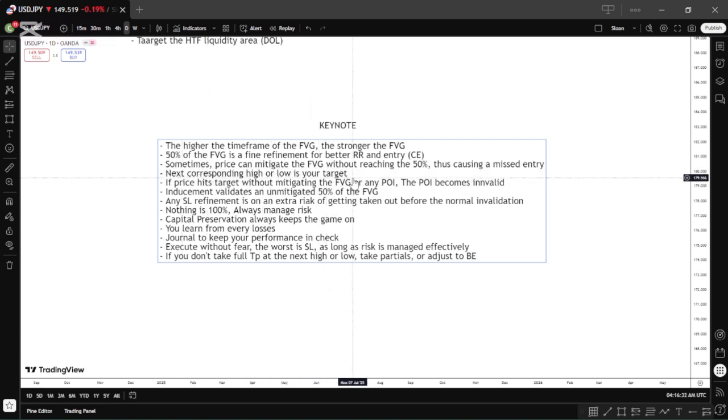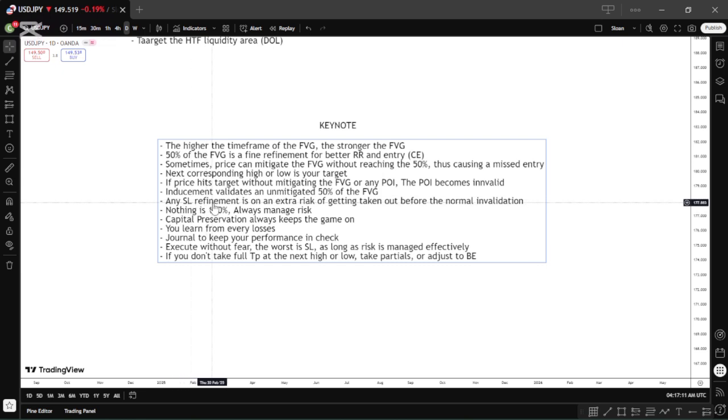I think we discussed this in a previous video that was just released recently. Draw on liquidity will tell you when to get out of a trade. This is the key level that the market is looking to approach, and then you can take your profits from there. So if you still don't know when to set your take profits, watch the video on draw on liquidity and you'll find out. If price hits target without mitigating the fair value gap or any POI, the point of interest becomes totally invalid. Inducement validates an unmitigated 50% of the fair value gap.